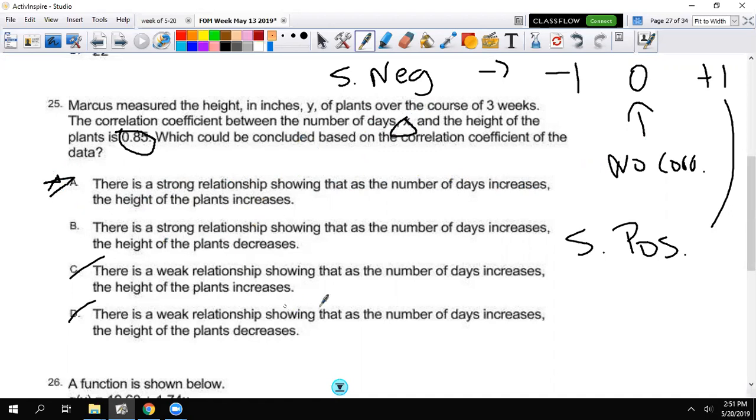Looking at B, there's a strong relationship showing that as the number of days increases, the height of the plants decreases. Well, no, typically the longer it's in the ground, it does not decrease. So the only answer choice that made sense was A.